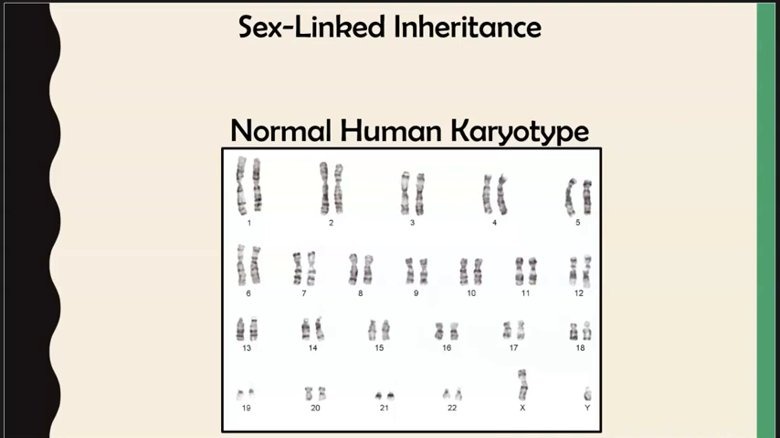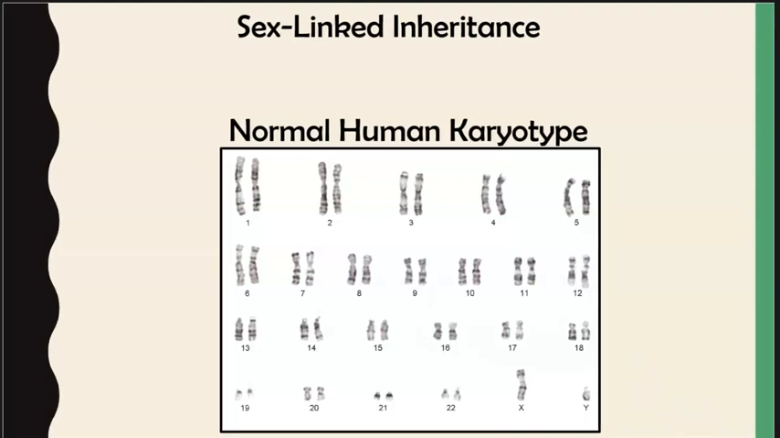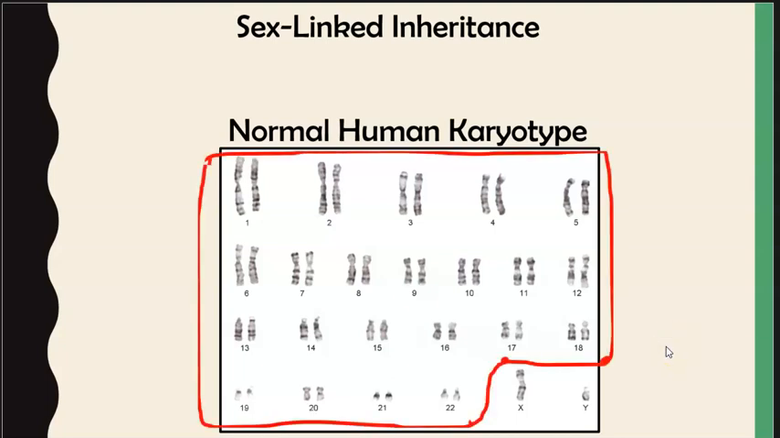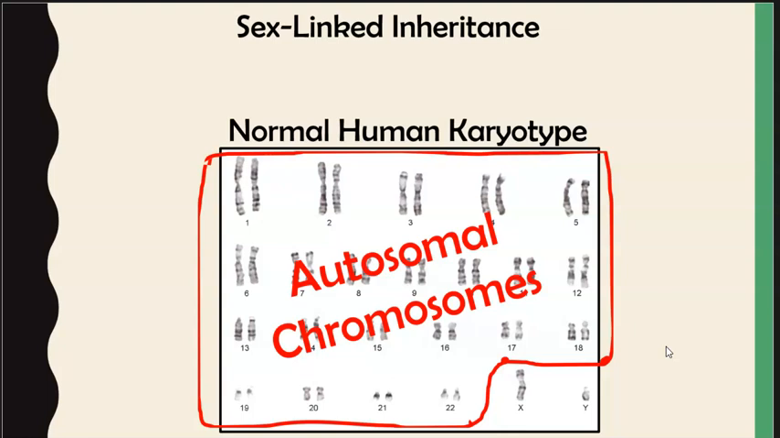Okay, so in this video we're going to look at how sex-linked inheritance is different than our normal Mendelian inheritance. When we talk about chromosomes, we can divide our chromosomes into two basic categories. You have your autosomal chromosomes, which in humans are chromosomes 1 through 22. And you notice that we have two of each kind. We have two number 1s, two number 2s, two number 3s, etc.